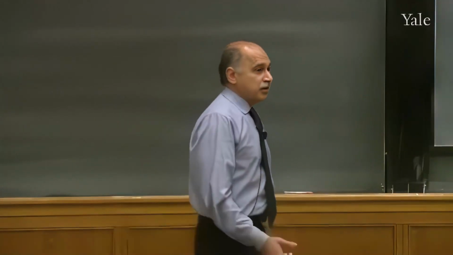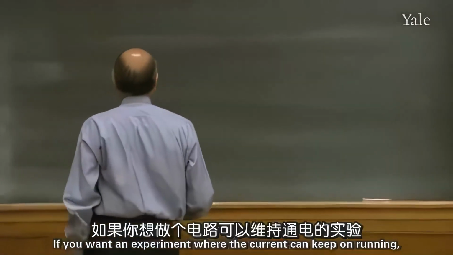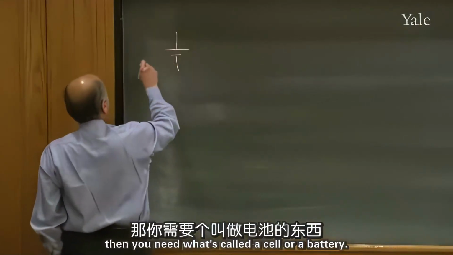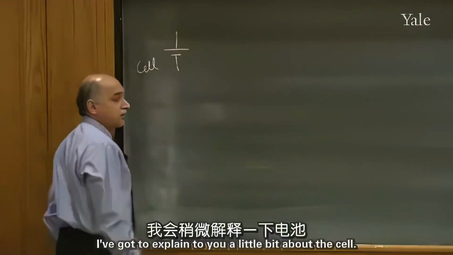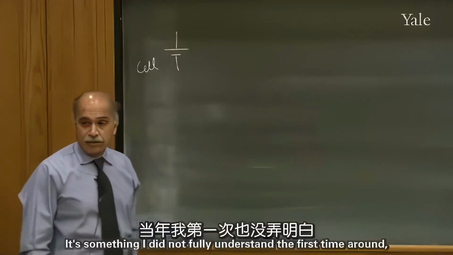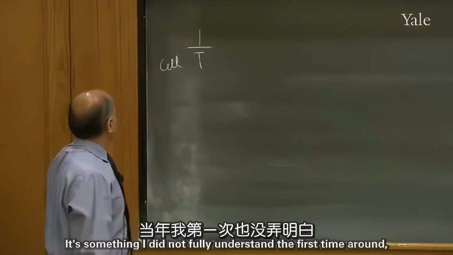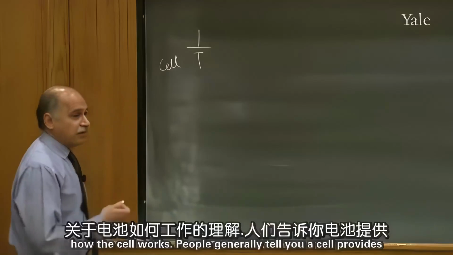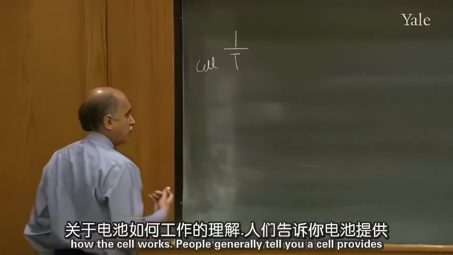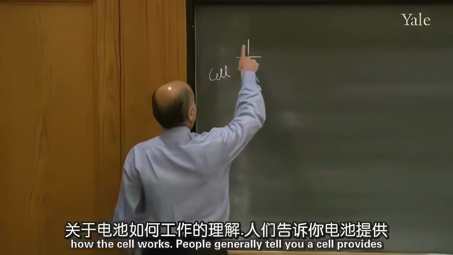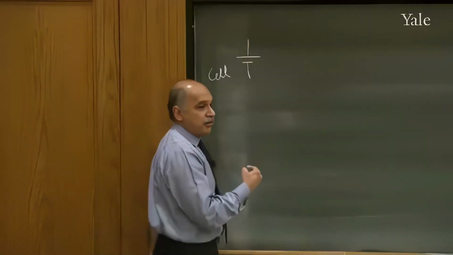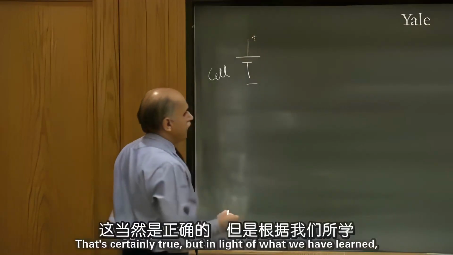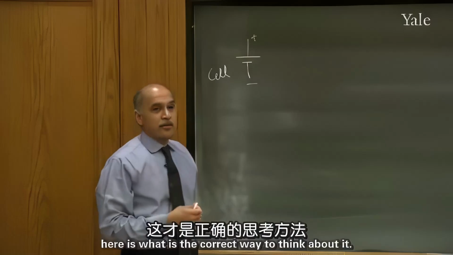Capacitor discharges. So if you want an experiment where the current can keep on running, then you need what's called a cell or a battery. I got to explain to you a little bit about the cell. It's something I did not fully understand the first time around. So I want to share with you whatever understanding I have of how the cell works. People generally tell you a cell provides a certain voltage difference between the endpoints, maybe 1.2 volts between this and that terminal. That's certainly true, but in the light of what we have learned, here is the correct way to think about it.